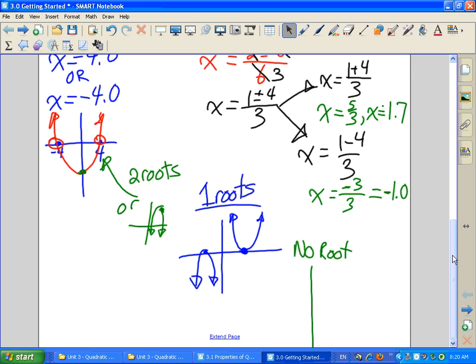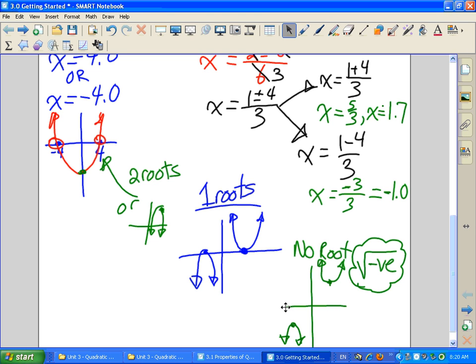No root, ladies and gentlemen, is where the parabola has a vertex above and it opens up, or it has a vertex below and opens down. No root is going to be easy to recognize when you're using the quadratic formula because it's where you have that negative square root. So hopefully you remember that from grade 10, that if you had a negative square root, that means there's no solution. All right, so that's just a quick warm up.